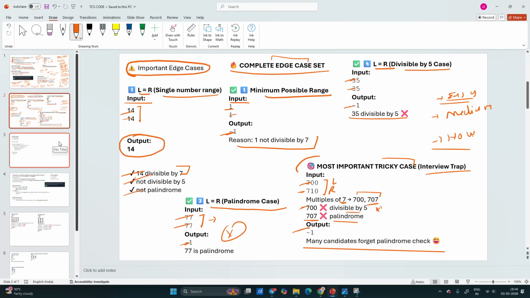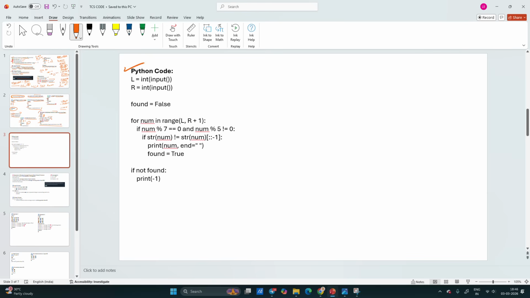These are the multiple conditions that are mentioned. It is a palindrome, so we have to check the condition, not palindrome. Okay, so yes, it is a palindrome, that's why. So next is related to this Python code.